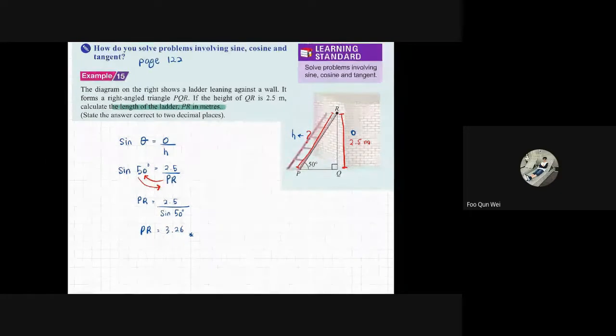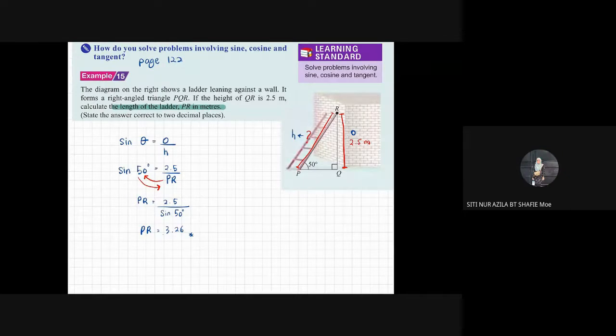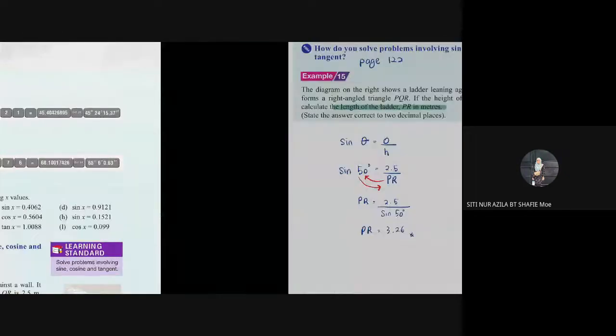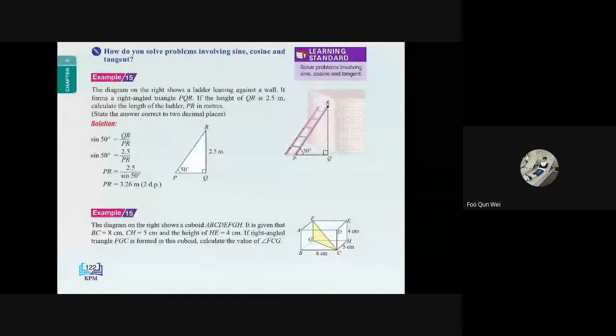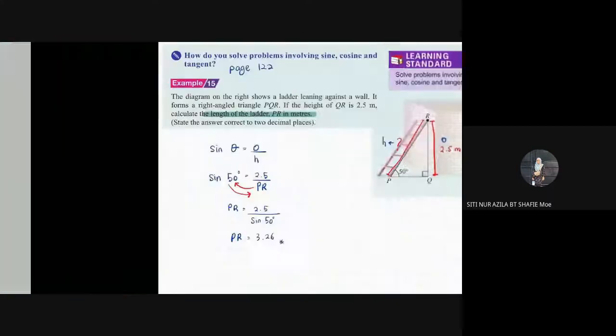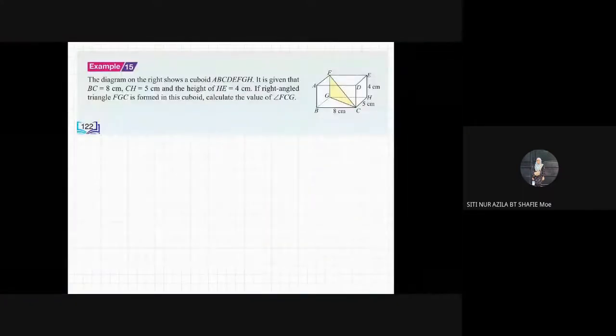Like SOH, opposite and hypotenuse, I think, right? Yeah. Okay, continue with the next example, still on page 122. Example 16, not example 15. Please correct your textbook.